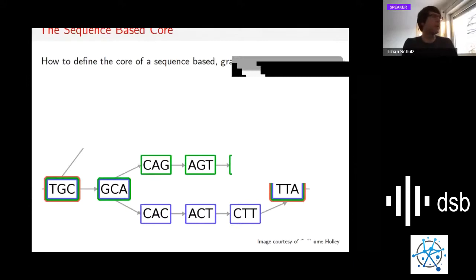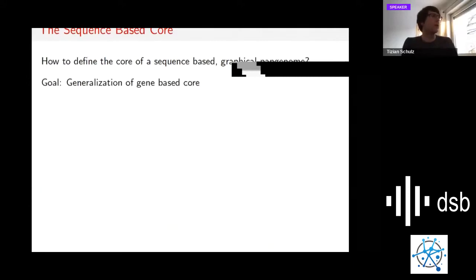That's the question. One goal that we can have here is a generalization of the gene-based approach, which means that we would like to have in our sequence-based pangenome core also all the genes that we would find in a gene-based core. And one idea that we can have is to take all the k-mers as core which are shared between all the input genomes.